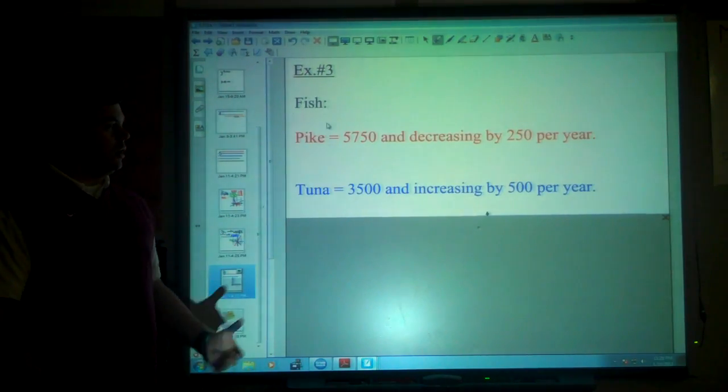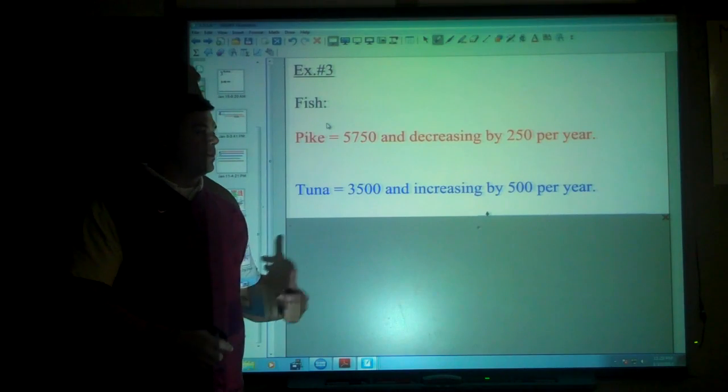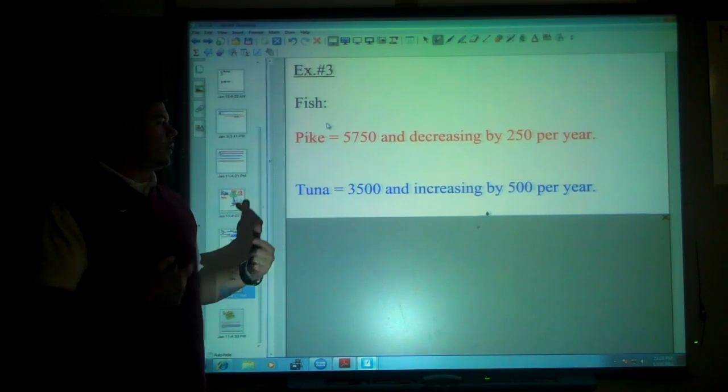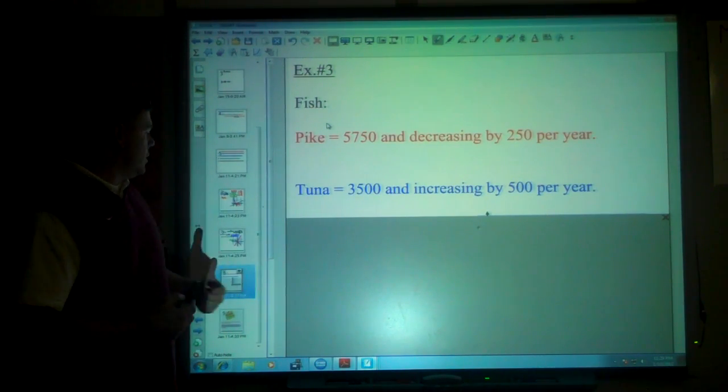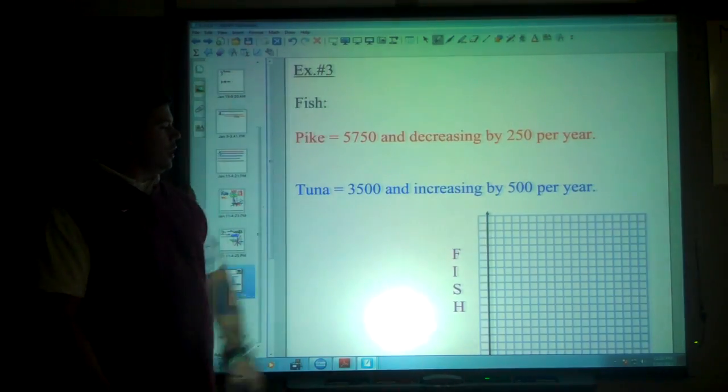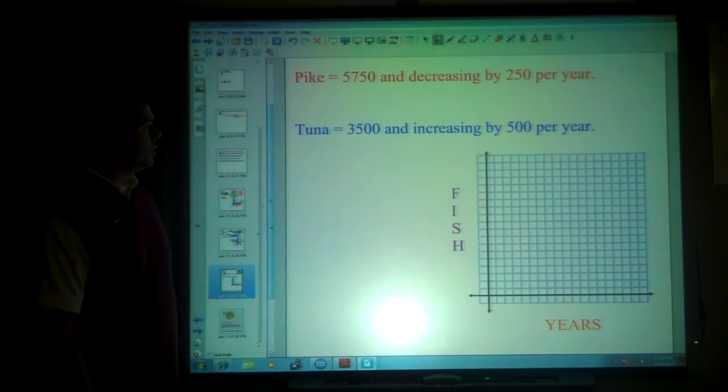On the flip side, tuna are on the rise. There's 3,500 of them, but they're going up 500 every year. So the next year there will be 4,000, followed by 4,500, and so on, and so on. So looking at our graph, here's how we would deal with this.